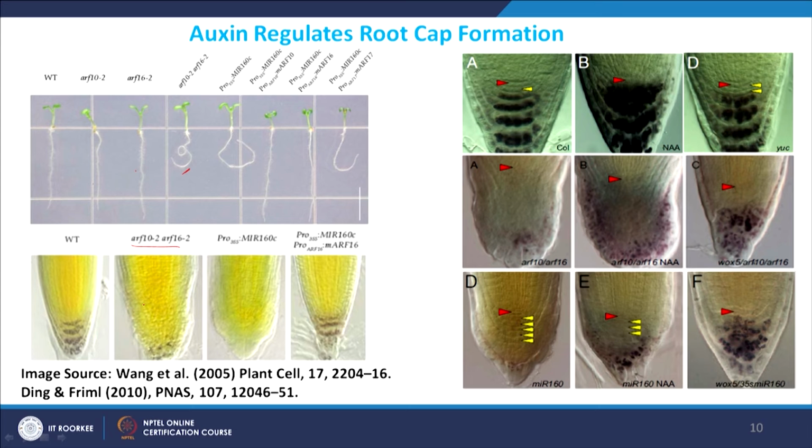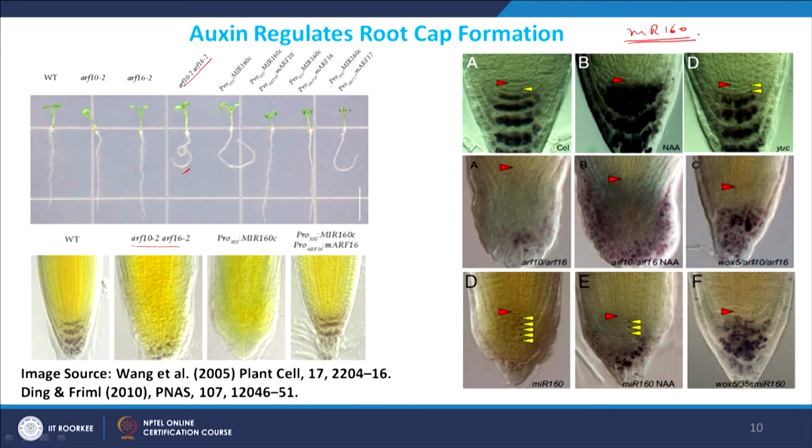And if you look at the columella, what happens in wild type is that you have mature or differentiated columella, but in this mutant background most of the columella cells are not differentiated. So, there is a problem in differentiation, they are more dividing, and the number of layers is also increased. Another important thing is that auxin response factor 10 and 16 are regulated by microRNA 160.